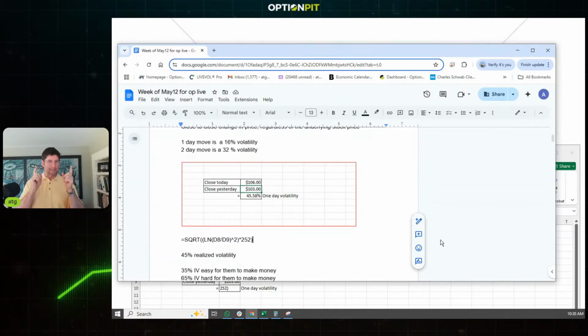Realized vol, that's as simple as I can explain it. Hopefully, it helped.